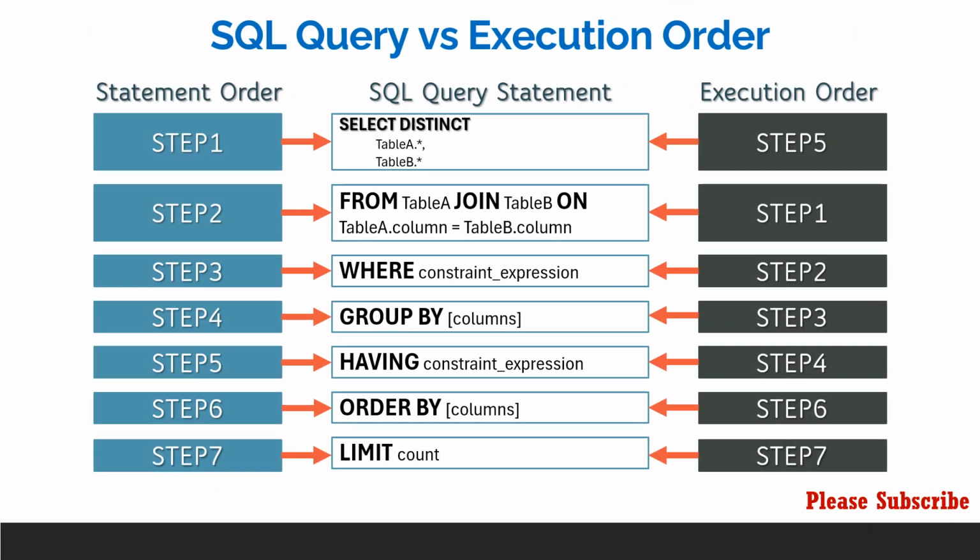So now let's know the SQL query versus execution order. We write a statement in 7 steps from 1 to 7, but the execution order is different. The execution order starts from FROM, then WHERE, then GROUP BY, then HAVING, and then goes to the SELECT, and then ORDER BY, and then LIMIT. So we can see that the SQL statement order and the execution order are very different.